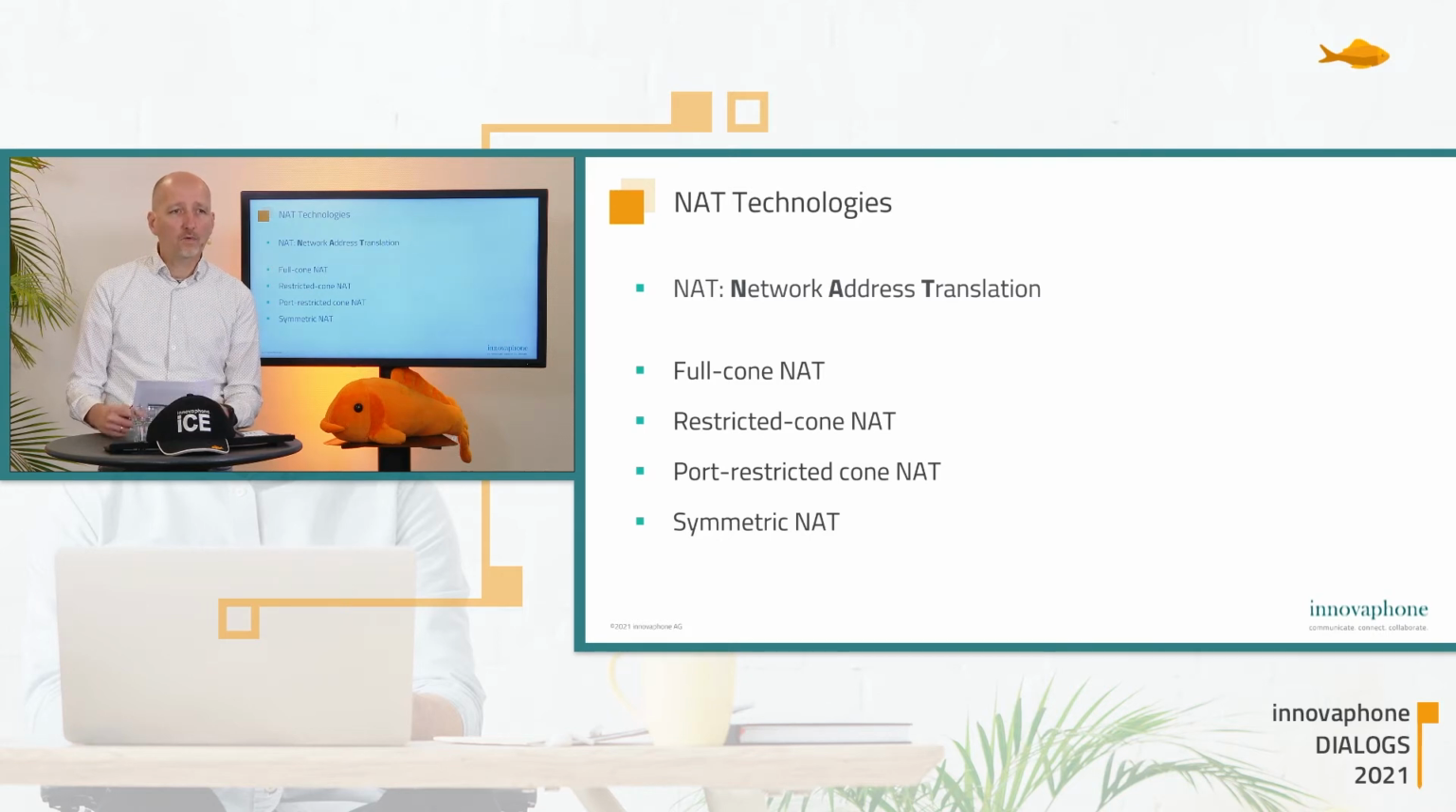And then at the end we have symmetric NAT. With symmetric NAT, to every external destination, a different NAT mapping will be used. Because this is the most restrictive one, this will not work for the STUN protocol.